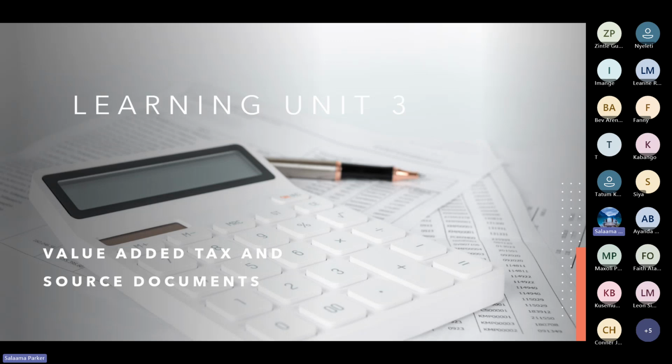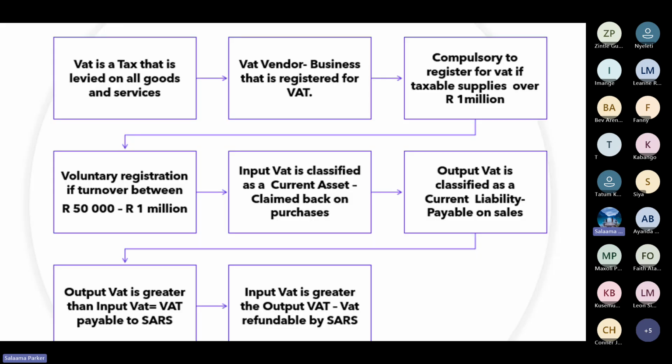Okay, more in detail. But again, learning unit 3 focuses on VAT. I'm sure you all know what VAT is, the definition of VAT, what a VAT vendor is, when it is compulsory to register for VAT, when it is voluntary, what the difference is between input VAT and output VAT, and when VAT is payable or refundable to SARS.